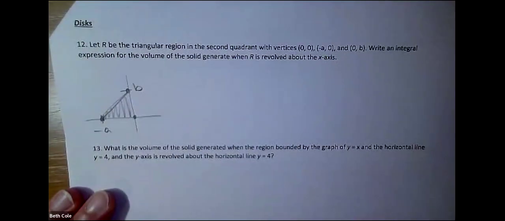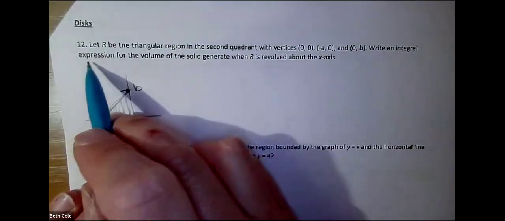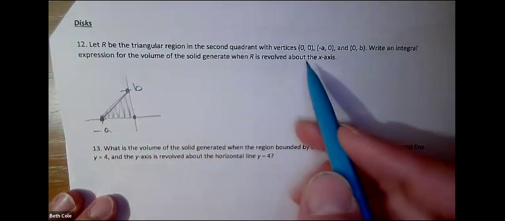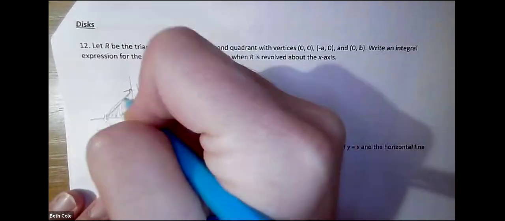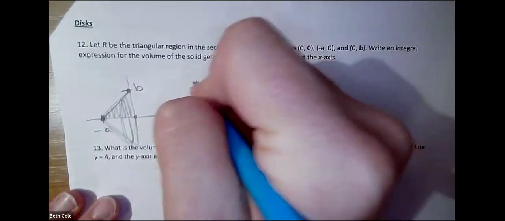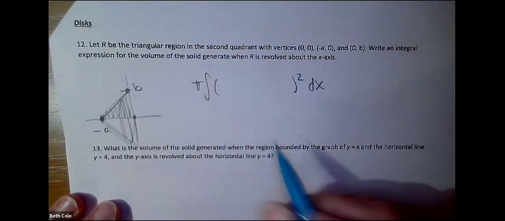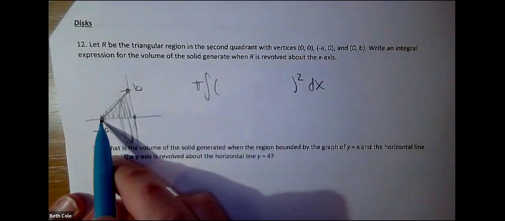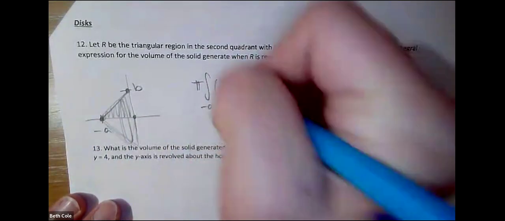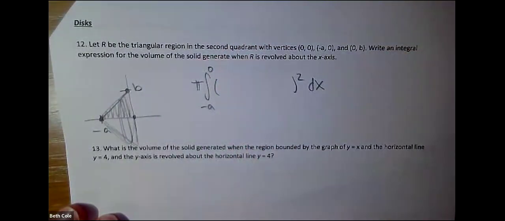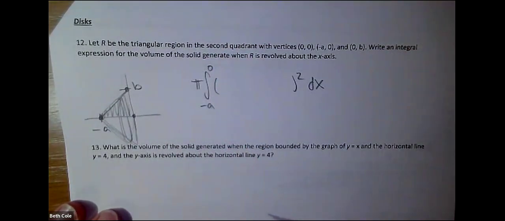We don't have any actual numbers. They just gave us a and b. We want to write an integral for the volume when we revolve around the x-axis. So this would be our ghost shape down here. It's going to be pi r squared dx. We want to set it up blank. We're going to go from negative a to 0. And if you even get the boundaries, that's going to help you narrow down your choices.